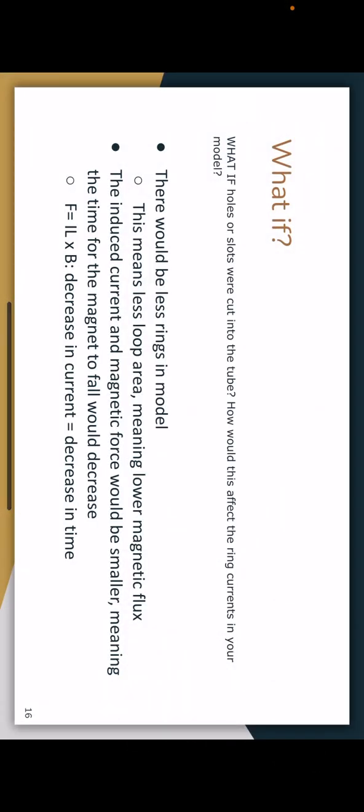If there were holes or slots cut into the tube, this would affect the ring currents in the model. There would be fewer rings in the model because there's less loop area, meaning lower magnetic flux. The induced current and magnetic force would be smaller, meaning that the time for the magnet to fall would decrease. F is equal to, again, the same equation.